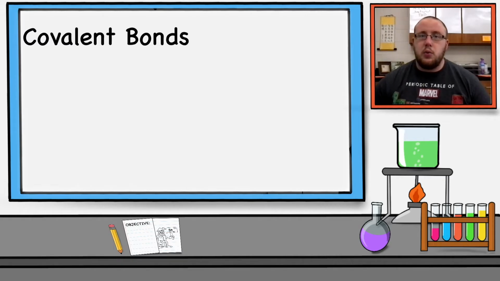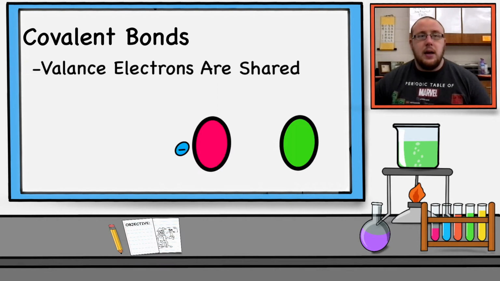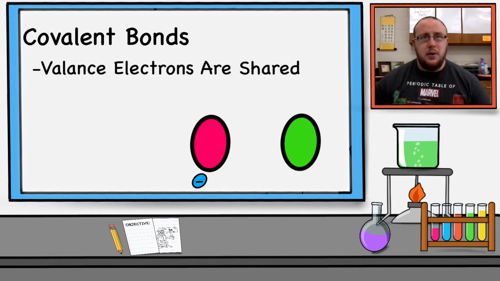Covalent bonds occur when valence electrons are shared between two or more nonmetals. Okay, what do I mean by sharing? Well, this means that the valence electrons from each atom will spend time in the valence orbital of both the original atom it came from and whatever atom it is binding to.